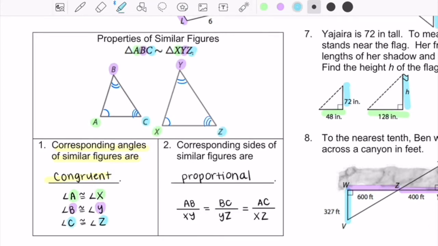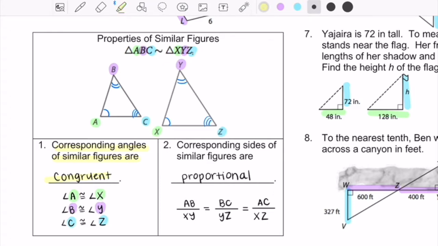And I've just gone through and added some color coding here. I think it's helpful to point out the order of the angles that match up in each of the triangles, where it says triangle ABC is similar to triangle XYZ. So the A matches up with the X, the B matches up with the Y, and the C matches up with the Z. So the order of the letters does matter.